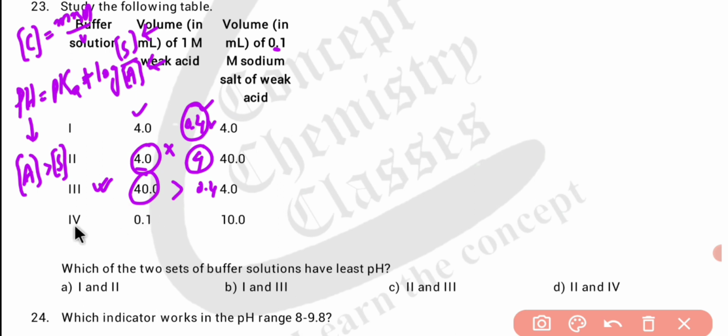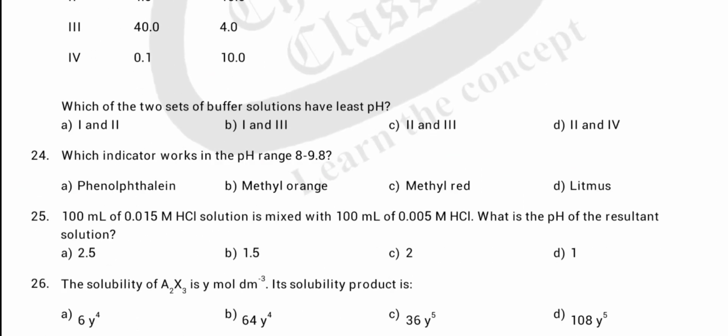In the fourth buffer solution, 10 into 0.1 is again 1. So in the second and fourth buffer solutions, we have the same concentrations of acid and salt. So the correct option has to be 1 and 3. So 1 and 3, B is the correct option. Okay, let us solve question 25 in this video. Let me move to the next question.